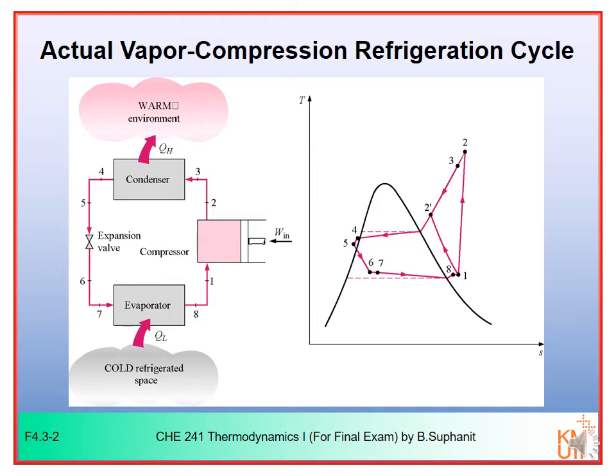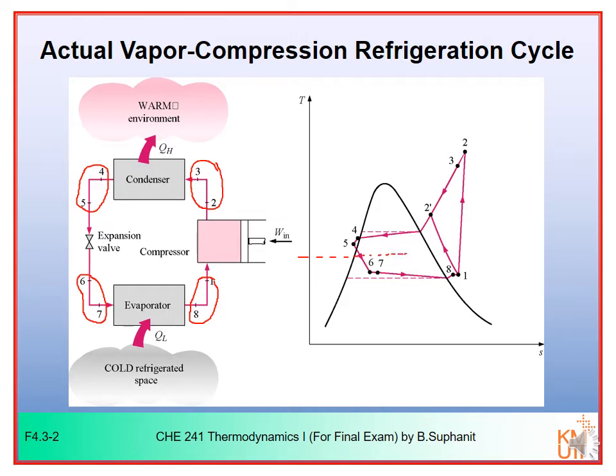First of all, the fluid friction in the pipelines connecting between various equipment causes pressure drop and also heat transfer to or from the surrounding. They are line 2, 3, 4, 5, 6, 7, and 8, 1. The temperatures in line 2, 3, and 4, 5 are above ambient temperature. Therefore, some heat loss to the surrounding could take place.